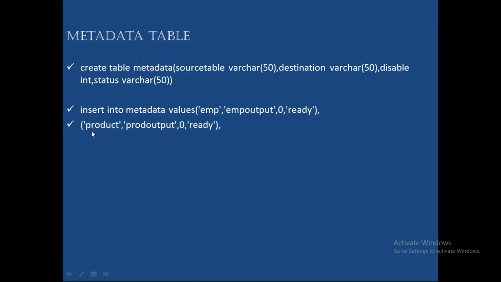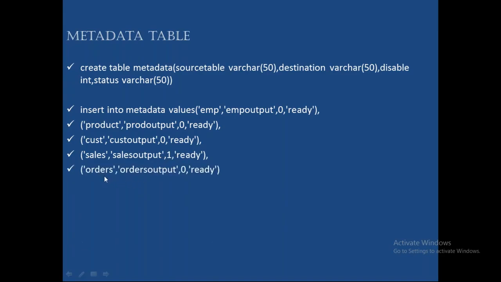Next, the second record: product, product output, 0, ready. So this is also an active table and it is ready to load. This one is also ready to load. This one is ready, but it's an inactive table. The sales table is inactive. Next, orders, orders output, 0, ready. So 0 again means it's an active table. Ready is nothing but ready to execute, so for this table we can load the data.